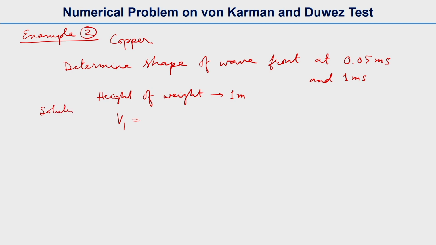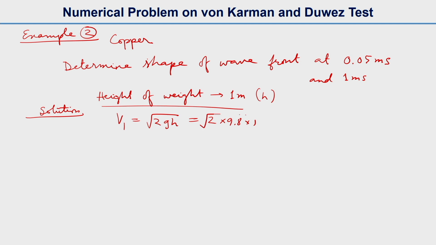So this is the solution, we are starting from here. V1 is nothing but the square root of 2gh, where h is 1 meter. So this will give us the square root of 2 into 9.8 into 1, which is 4.4 meter per second. So that's the impact velocity of the weight hitting the lower end of the wire.